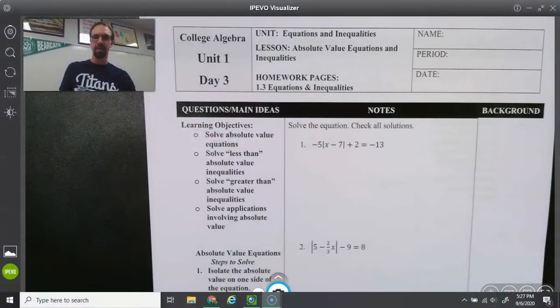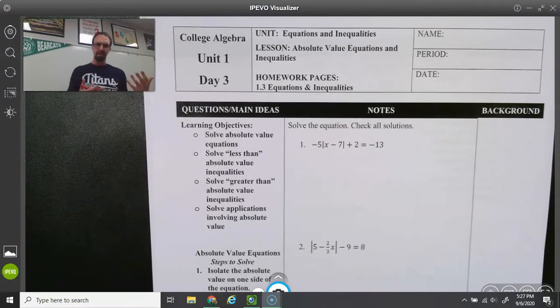Today focuses on absolute value equations and inequalities. First we're going to be talking about solving absolute value equations, then we're going to be talking about the inequality parts. So we're going to do equations and then inequalities. Equations are a little bit easier to work with. With equations, when we go through and finish, you want to check to make sure that the solutions work.